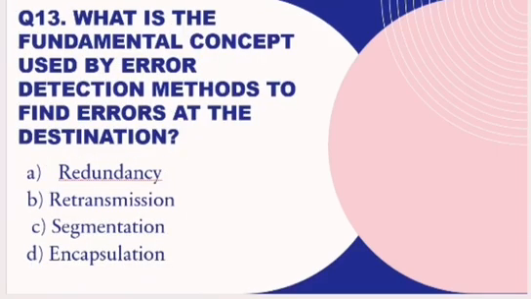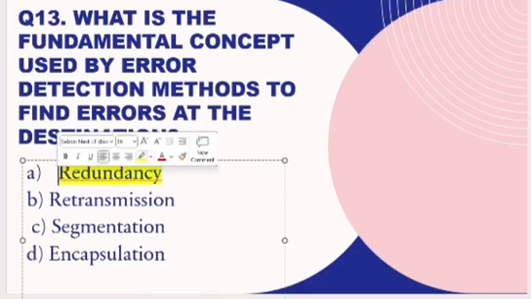Moving on to the next question. What is the fundamental concept used by error detection method to find errors at the destination? Option A, redundancy. Option B, retransmission. Option C, segmentation. Option D, encapsulation. So the correct answer for this question is option A, redundancy. I hope you all have guessed it.